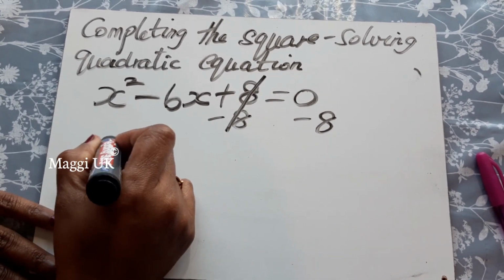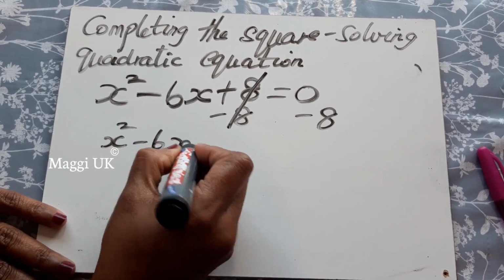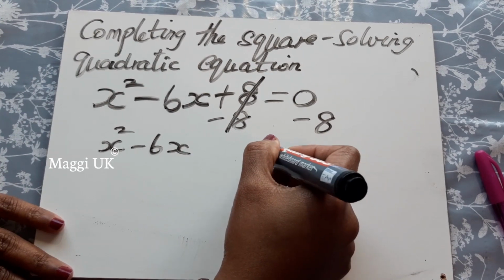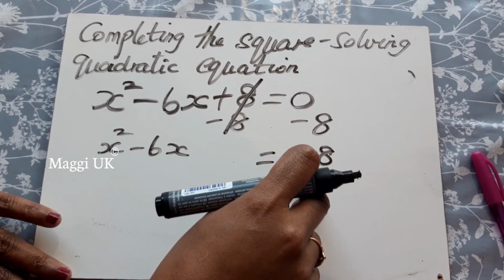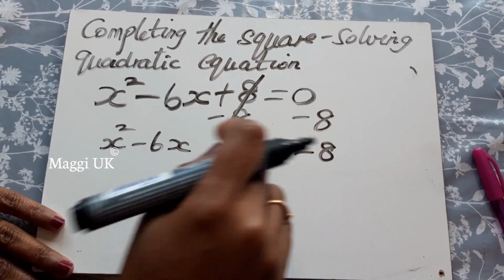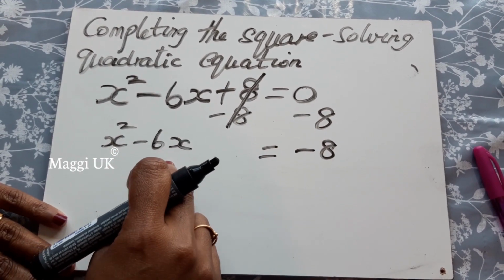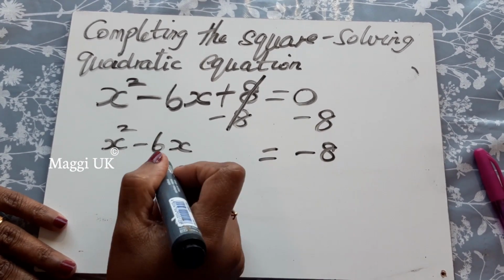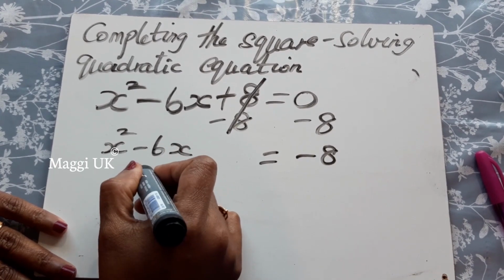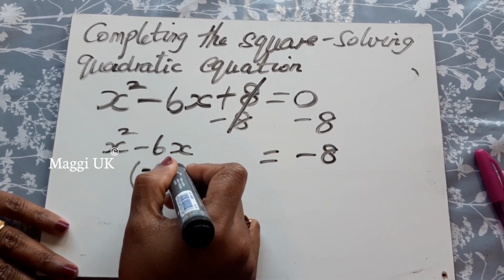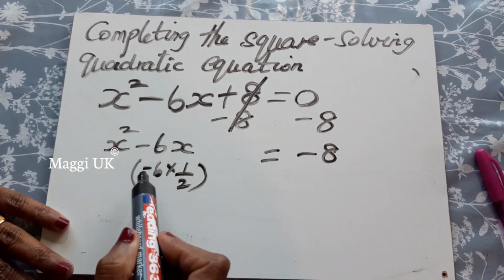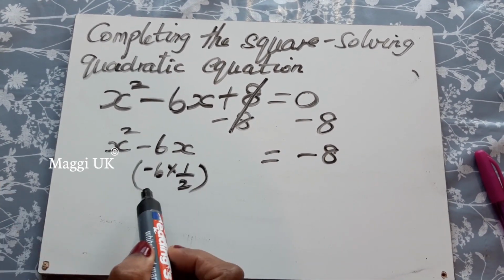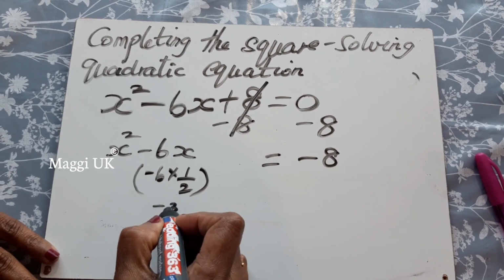So now you have the equation x squared minus 6x. You leave a space for it to write, and equal to minus 8. So this is the first step. And then what we need to do is half the x term, which is minus 6. So half of minus 6 is going to be your minus 3.